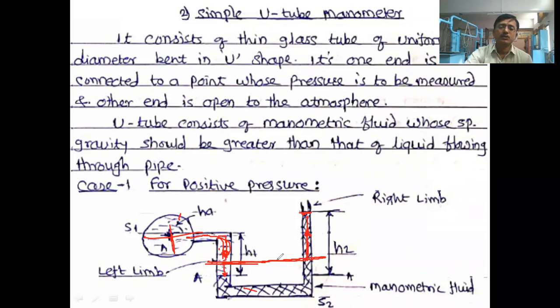So up to what level will it rise here? This mercury level inside this tube will rise until the equilibrium is reached. Equilibrium of what? Equilibrium between this pressure and the pressure generated because of this column of the manometric fluid, right? So as much pressure is there, that much it is pushing this manometric fluid, and it will rise here in this direction.